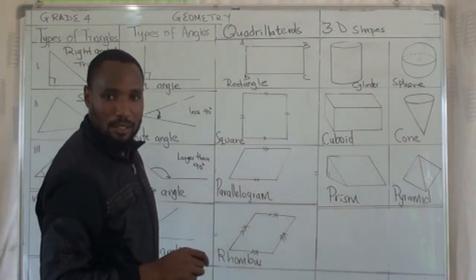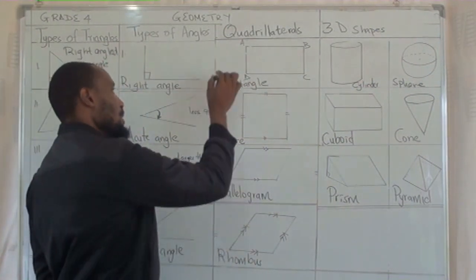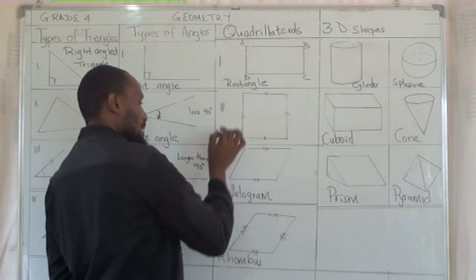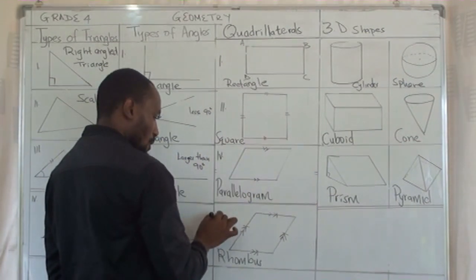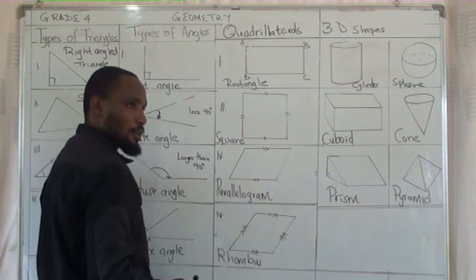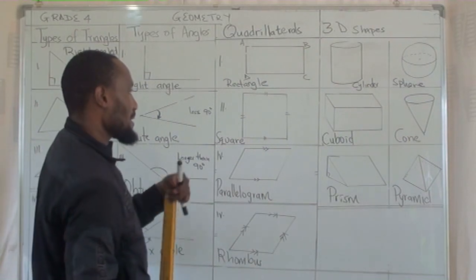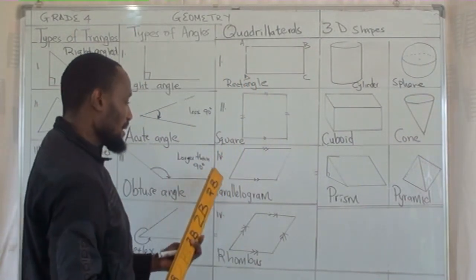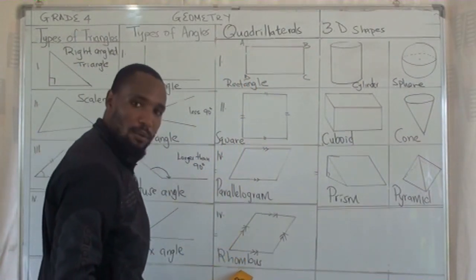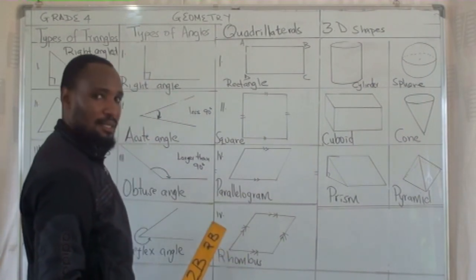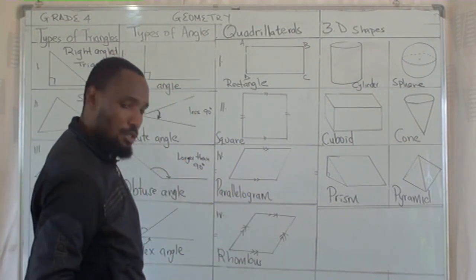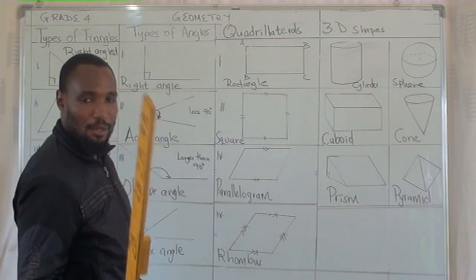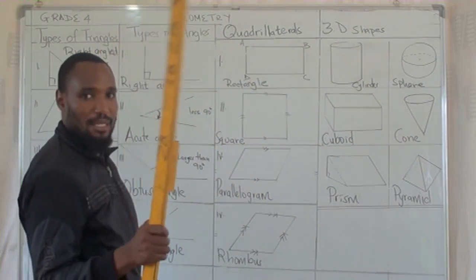Then quadrilaterals, we have said they are shapes with 4 sides. And we have said 1 is rectangle, 2 square, 3 parallelogram, 4 rhombus. And I've told you there is one I've not drawn. I need you to find out which one this is. And I'll ask you in the next lesson.